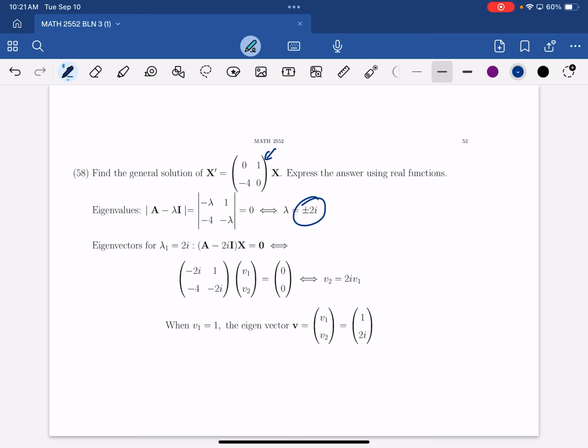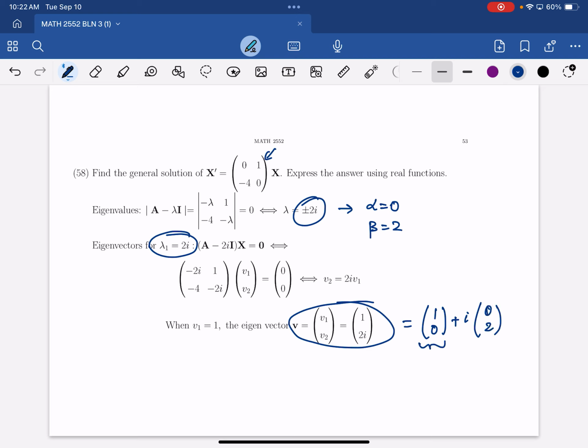Okay, then let's say if I'm going with lambda equals 2i, then my eigenvector would turn out to be 1 and 2i. Are you comfortable with that? Yeah. Then let me write out here, alpha is 0, beta is 2, because I'm getting a purely imaginary complex eigenvalue. So my real part is 0, my imaginary part is 2. In this one, I can split it out as 1 and 0 plus i times 0 and 2. So this is my B1 is 1, 0, my B2 is 0, 2. Do you agree with me on that?